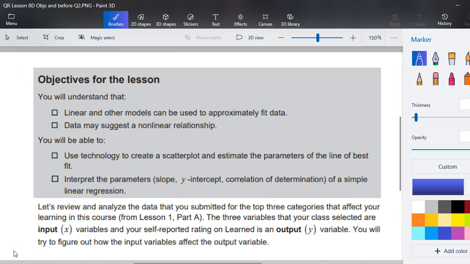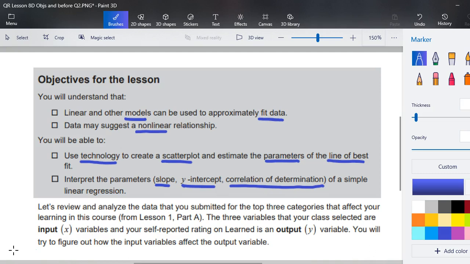So starting with the objectives, we're going to understand by the end of this lesson that linear and other models can be used to approximately fit our data. Data may suggest a non-linear relationship. We're going to be able to use technology to create a scatter plot and estimate the parameters of the line of best fit. Then we're going to be able to interpret parameters, including slope, y-intercept, and the coefficient of determination of a simple linear regression.